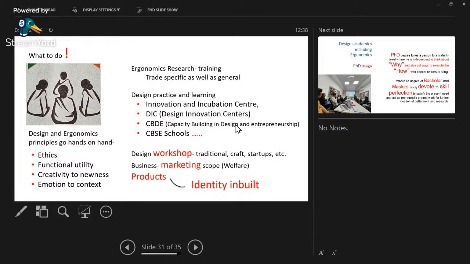So design is about ethics, functional utility, creativity, newness, and emotion to context. Design workshops are also happening in many sectors. But most of them are marketing and business oriented, or social and workers' welfare oriented. When it comes to products, the informal sector, mostly the craft sectors, make products as the client wants. Clients want something, so they change their products to fit the requirement, and the identity of a local product is being lost. So a new thought has come of how to retain the identity of the utility products made by our indigenous people. That effort is continuing.